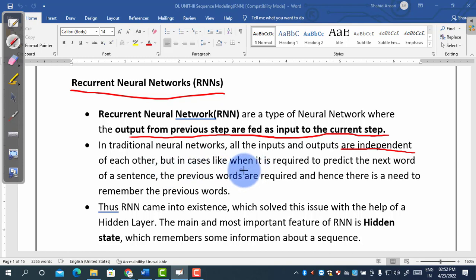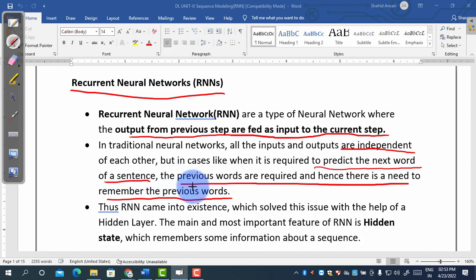But in this case, when it is required to predict the next word, suppose I want to predict the next word of the sentence, the previous words are required, and hence there is a need to remember the previous words. So in case of RNN, what happened? Traditional network means they are talking about feed forward network. The output in the feed forward network is not stored in the memory. Why? Because they do not have the memory.